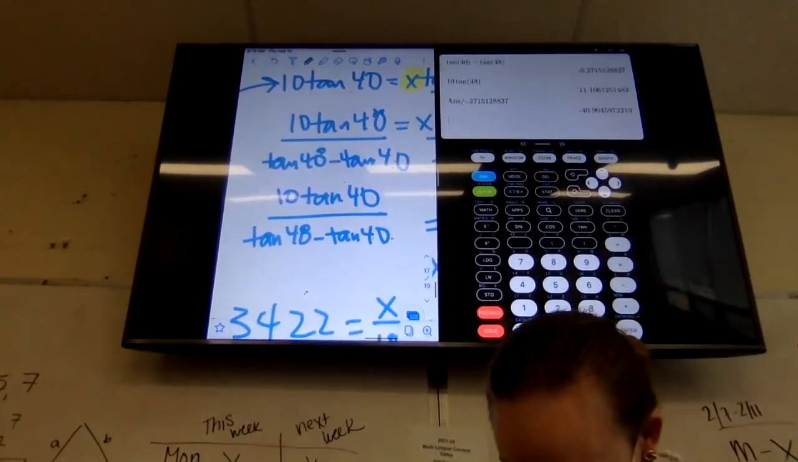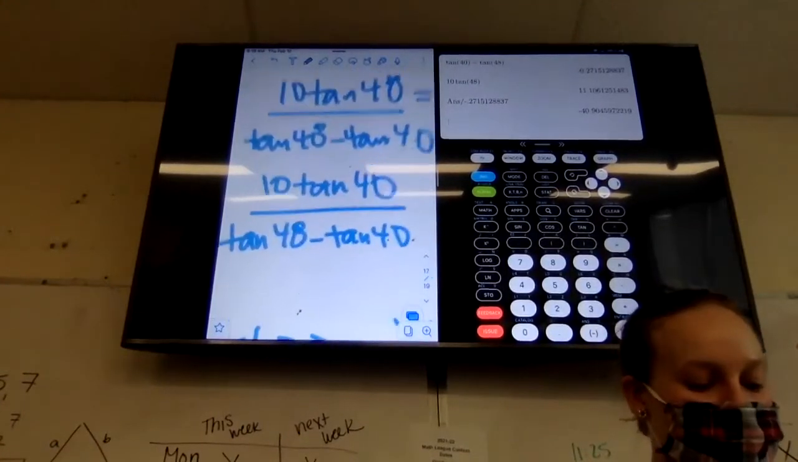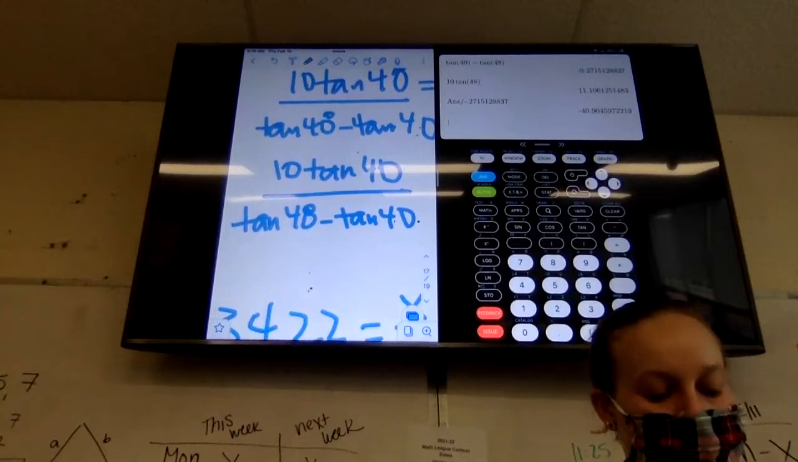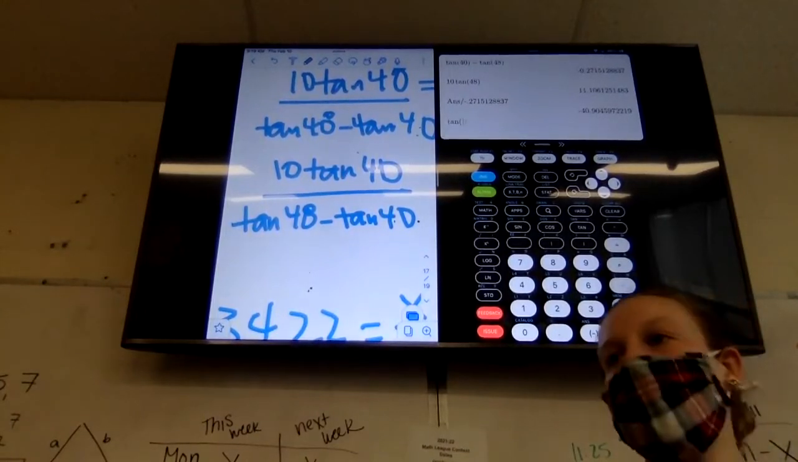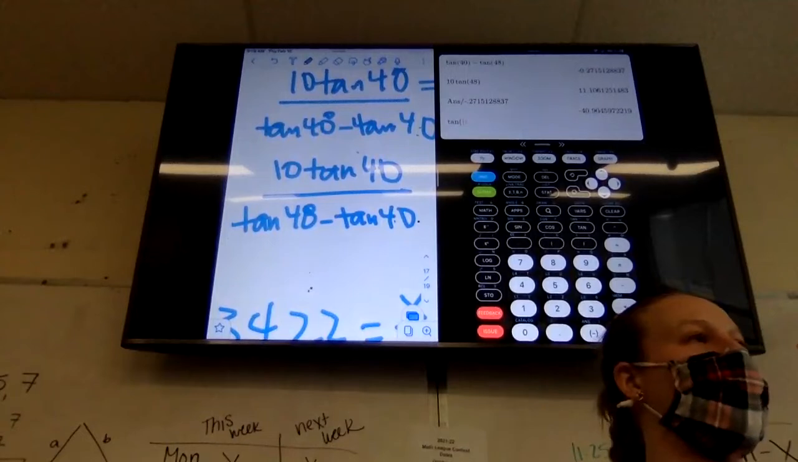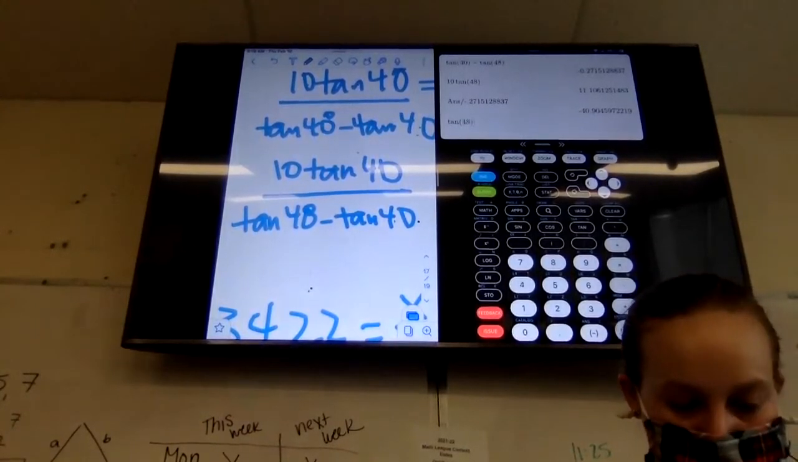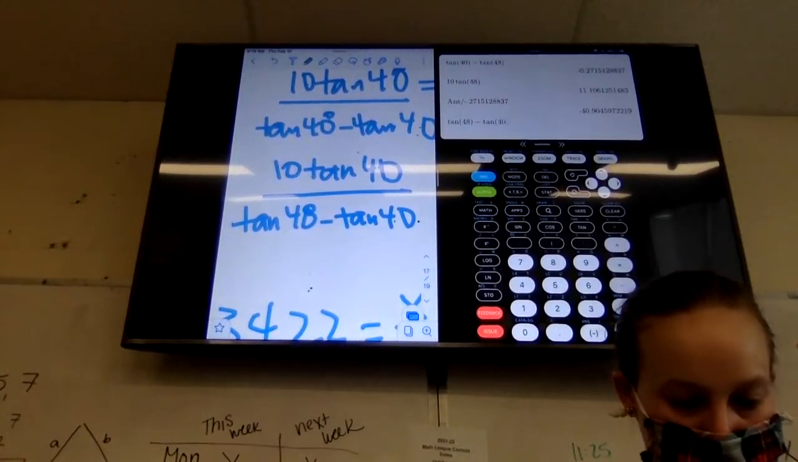Yikes. Okay, let me make sure this is right. Okay. This is what I'm going to put in the calculator now: 10 tan 40 divided by tan 48 minus tan 40. Okay. You could have only changed the last one. I just feel like I had to change all of them. It truly doesn't matter. And I should have been more careful when I looked at it.